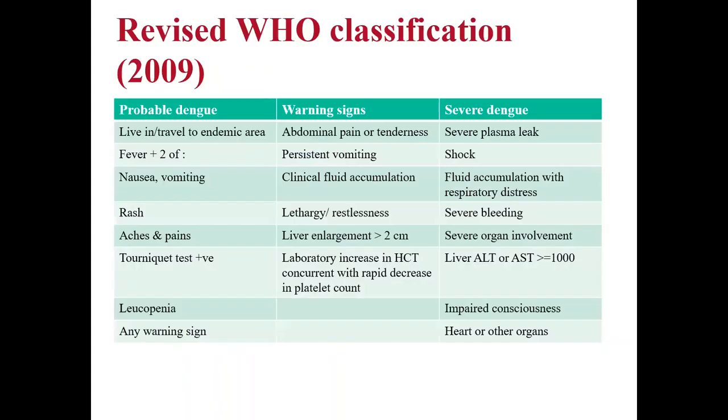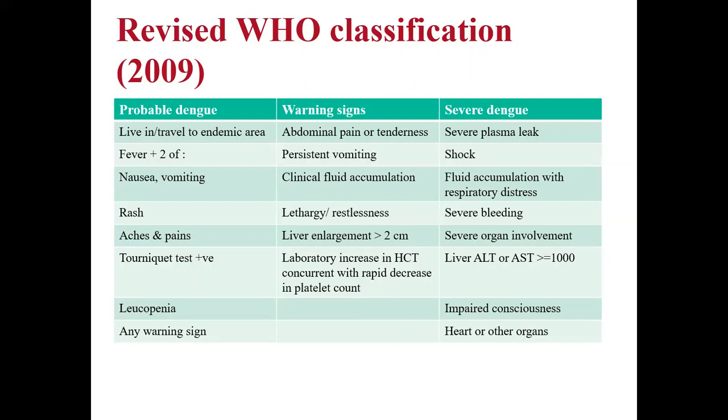So here's the revised WHO criteria that gives us the clinical overview regarding the patient severity index. According to WHO, we classify dengue into three stages: probable dengue, warning sign, and severe. In another way, we can say probable dengue is without warning signs, patients with warning signs, and severe dengue fever.